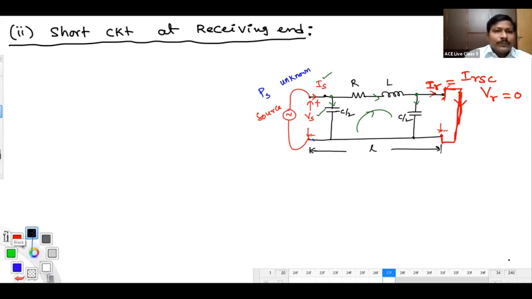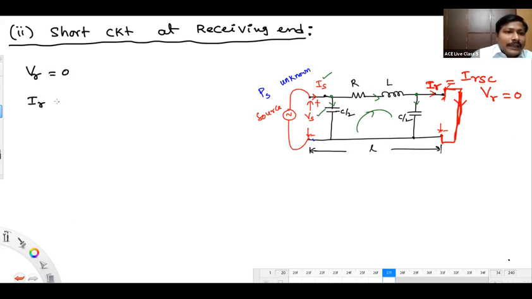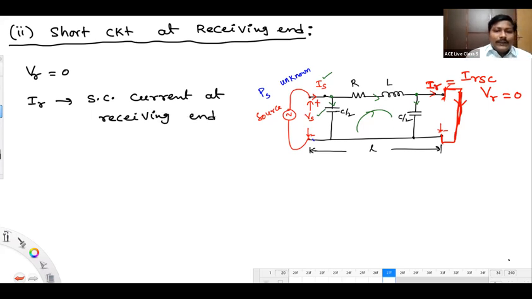Okay, let me write. Receiving end side short circuit means VR is equal to 0, and that IR whatever we have, I will call it short circuit current at receiving end side. I am naming it as IRSC.